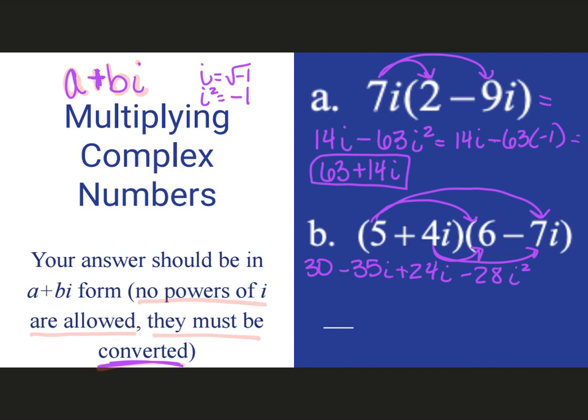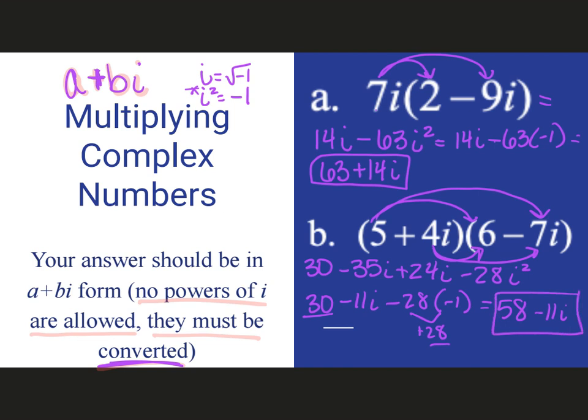So now we're going to simplify where we can. So you have 30 minus 11i minus 28i squared, but anytime you have i squared, you replace it with negative 1. So that's going to become positive 28, and you'll be combining that with 30. So 30 plus 28 is 58, then minus 11i will be your final answer.